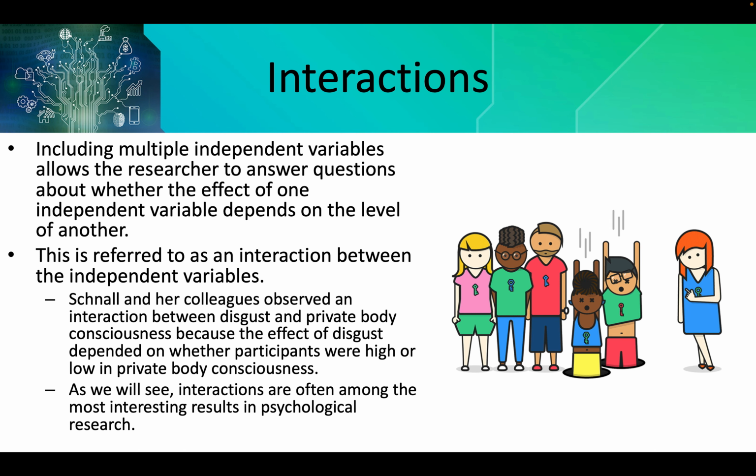Including multiple independent variables allows the researcher to answer questions about whether the effect of one independent variable depends on the level of another. This is referred to as interaction between the independent variables. Interaction.